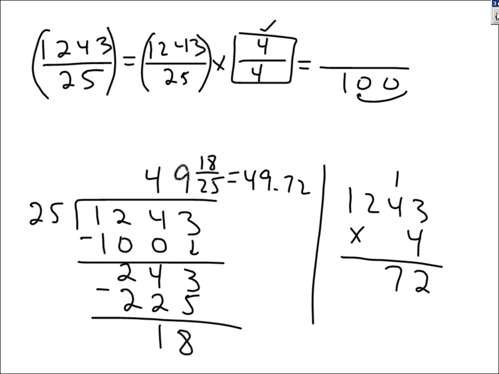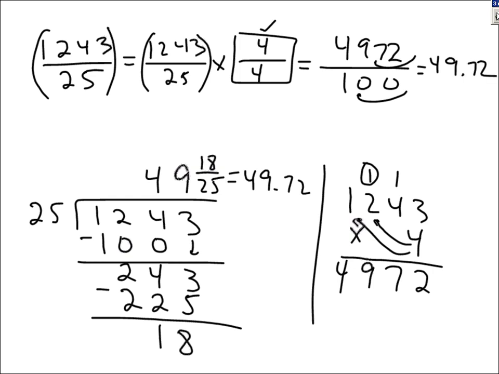16 and 1 is 17. 4 times 2 is 8, plus 1 is 9. 4 times 1 is 4. So all I did was I multiplied the top number by 4 rather than dividing it by 25. And then I moved the decimal in 2 places. And there's my answer, 49.72, which is the same as 49 and 18 over 25. We'll learn how to convert 18 over 25 to a decimal.